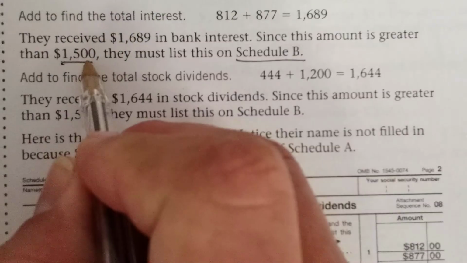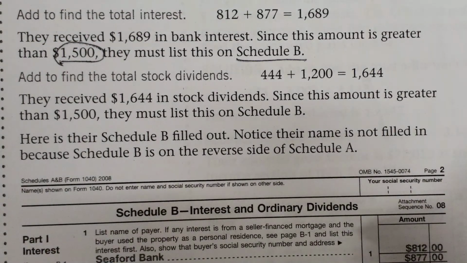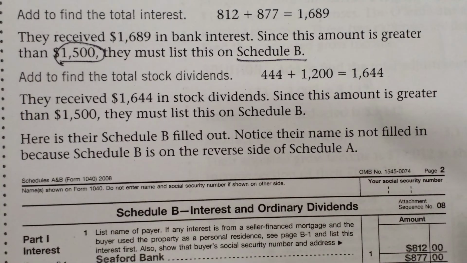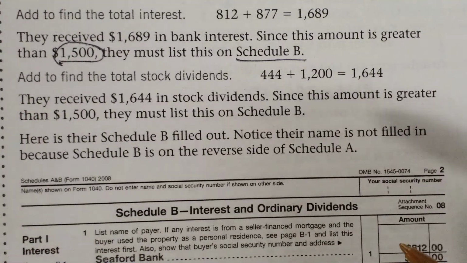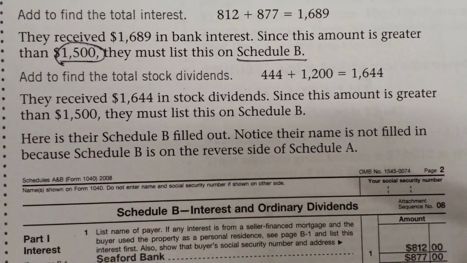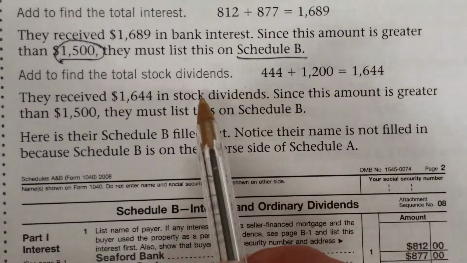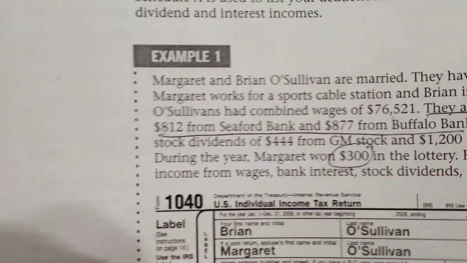So $1,500 is the threshold. If they earned less than $1,500, then they don't have to list that interest on Schedule B. They still have to report it, but they don't have to list it on Schedule B. If it's more than $1,500, then they have to list it on Schedule B. Their stock dividends, that was listed in the problem.